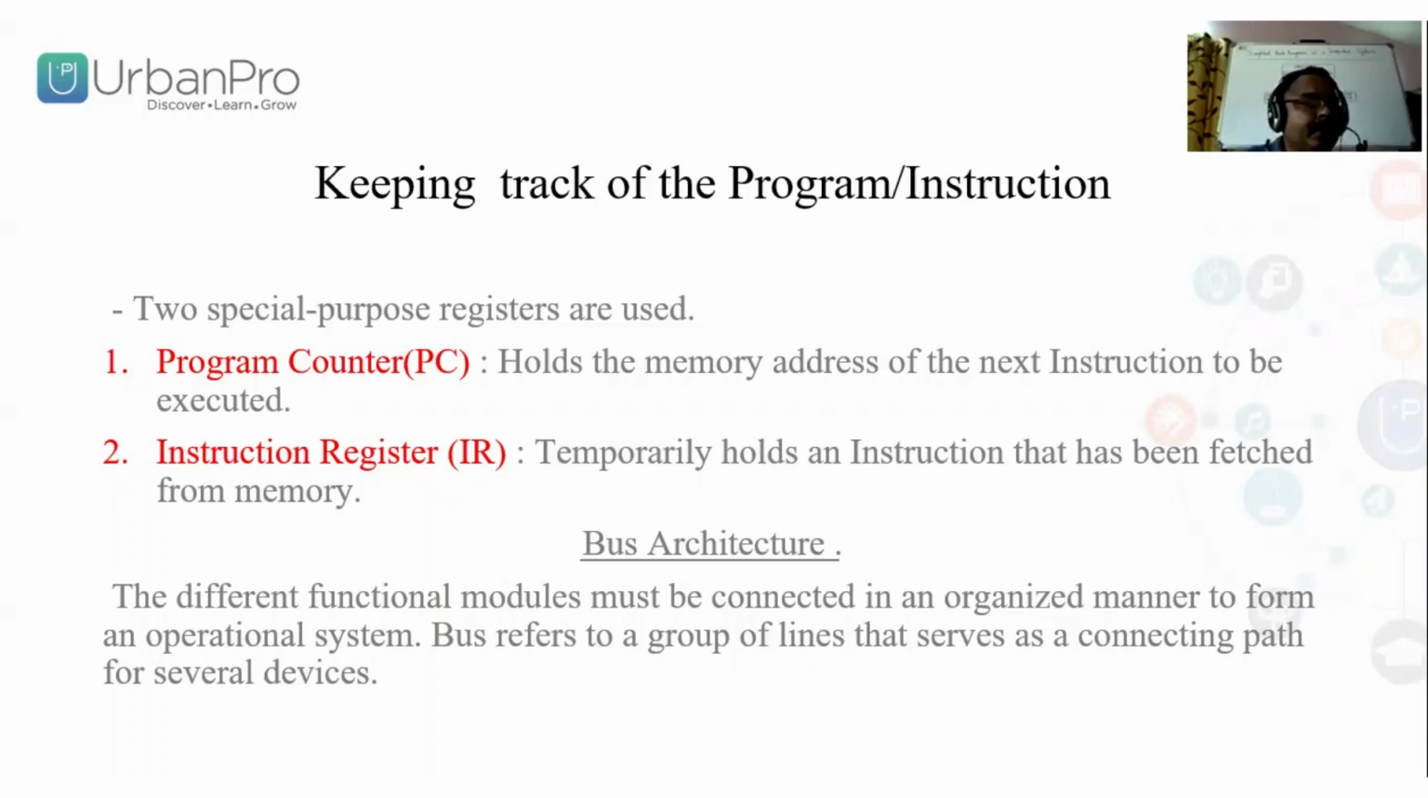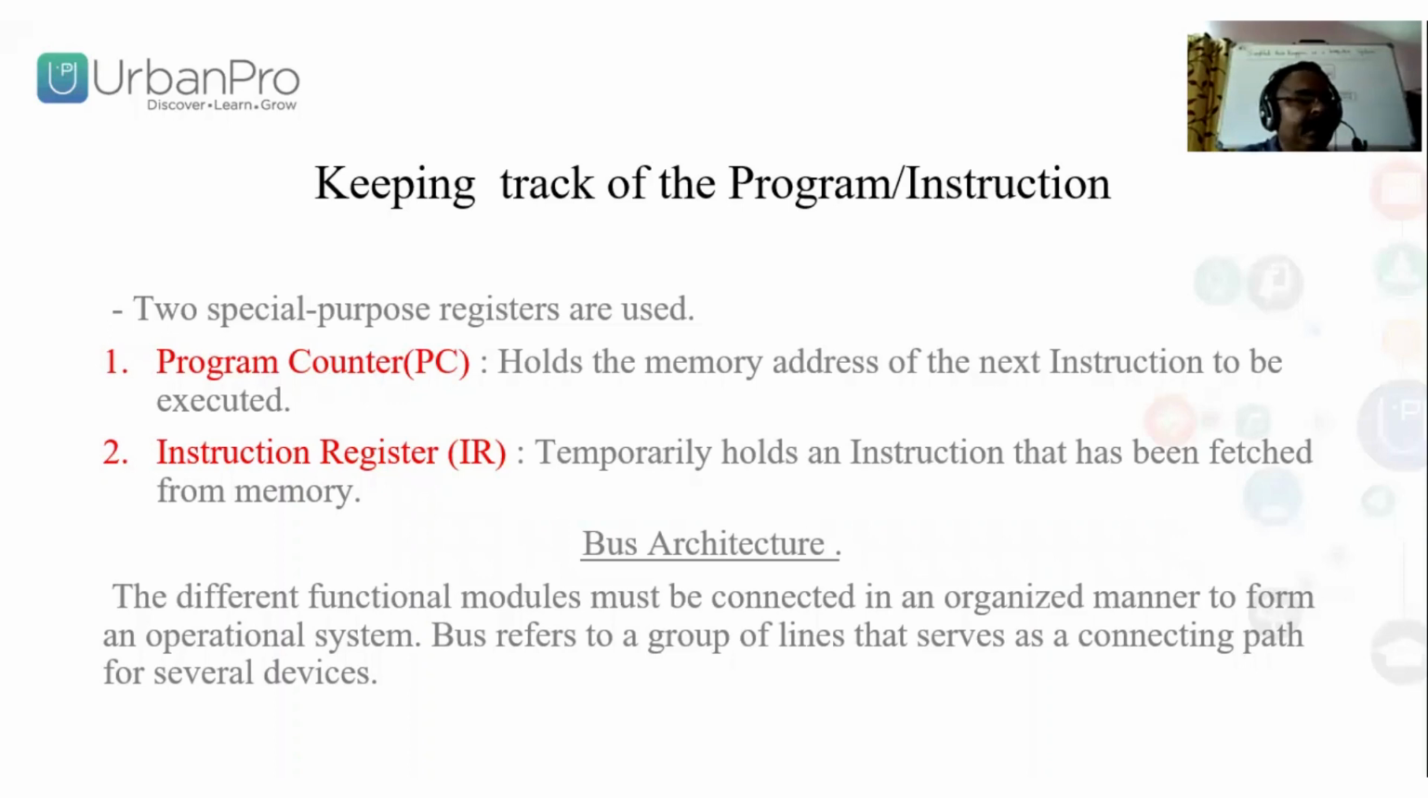And this is called a program counter. The program counter holds the memory address of the next instruction to be executed. Now, whatever is held by location 1000 is being read by the microprocessor. Now, 1001 should be pointed to. That is done by the program counter. Now, what is the instruction register? It temporarily holds an instruction that has to be fetched from memory. That means the memory data register now holds the instruction that is fetched from the memory. From the memory data register, it should go to the instruction register.